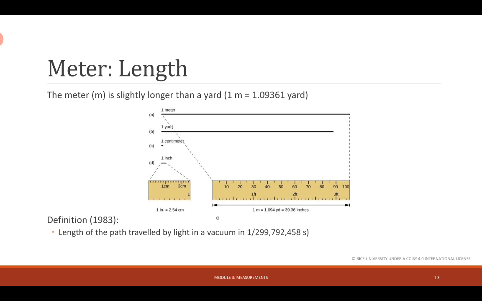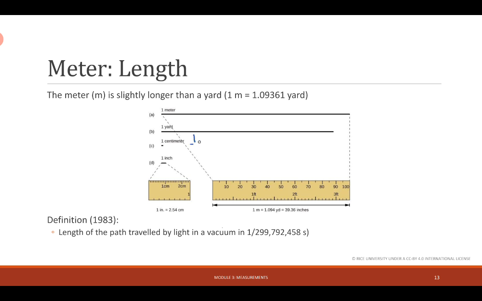So, for instance, the meter was based off the speed of light, well, the frequency of the speed of light in a vacuum. It's the length traveled by light in a vacuum in this many seconds. And so the meter is slightly longer than a yard. If you're familiar with a yardstick, which is 3 feet long, a meter is just slightly longer. And then a centimeter is 1/100th of that.